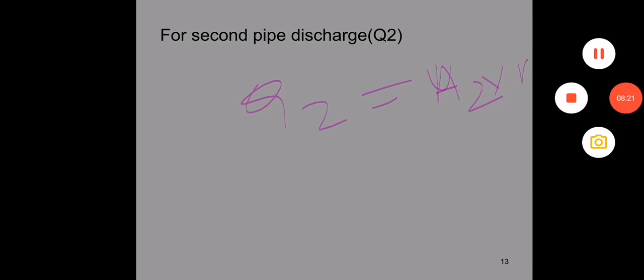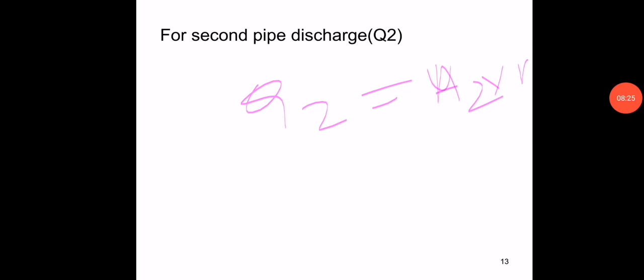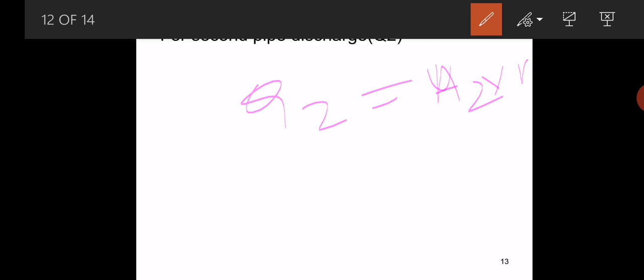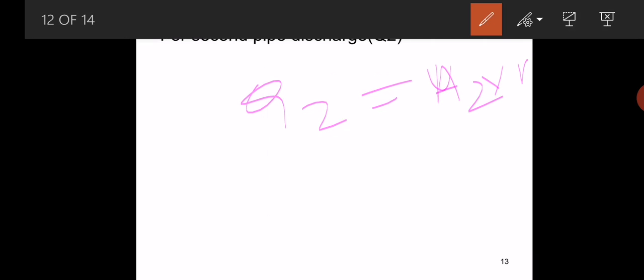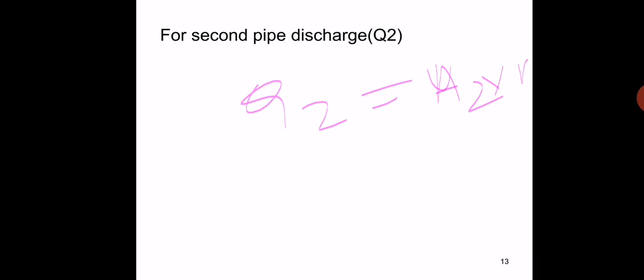So ultimately, the Q1 value is equal to 1.53 meter cube per second. Here the Q2 value is 0.907 meter cube per second.